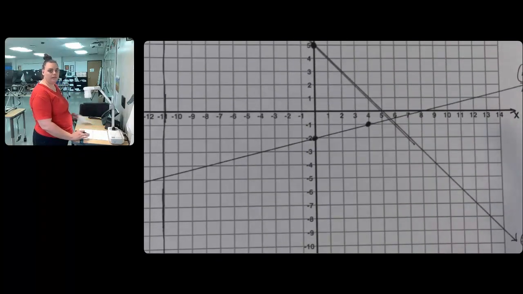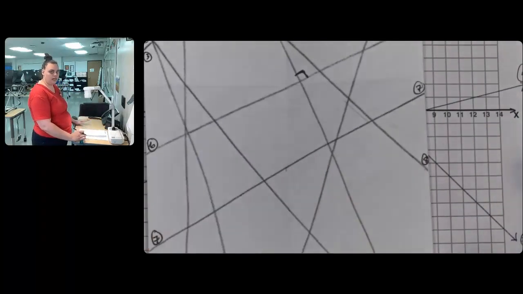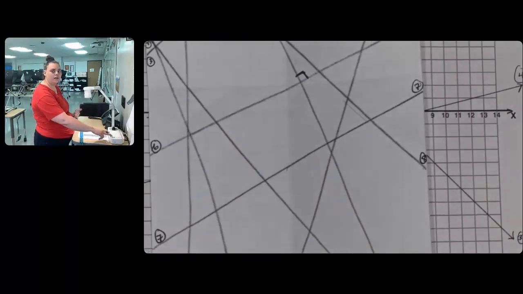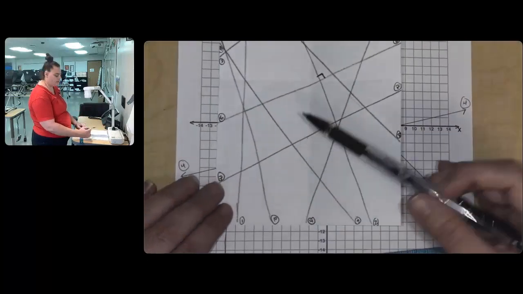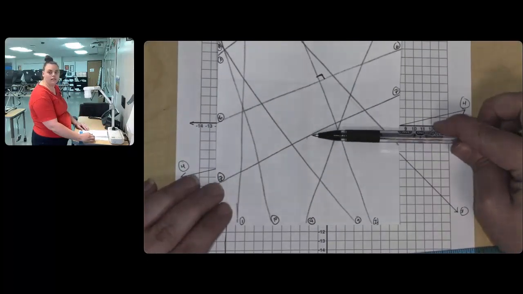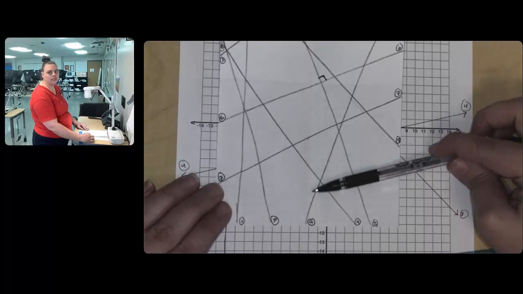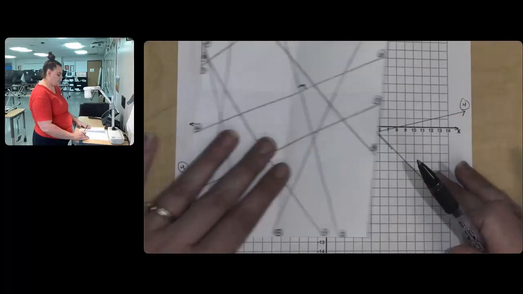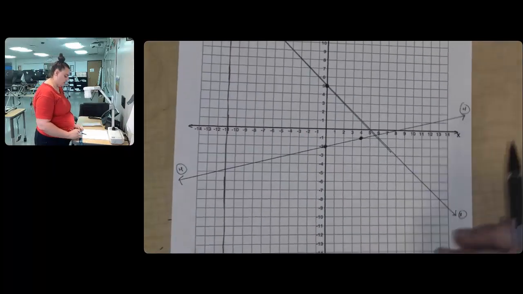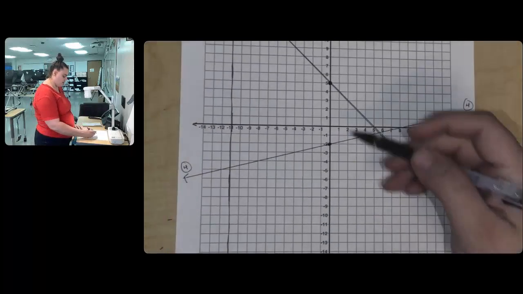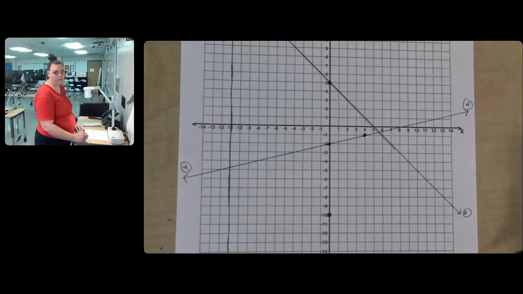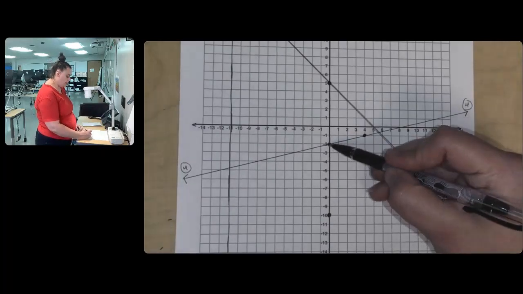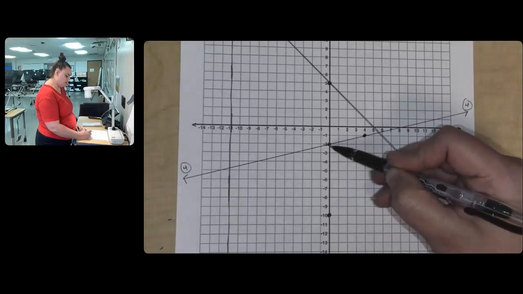Now on my paper, these lines are pretty far apart. It even looks like the second line that's parallel is like halfway between the x-axis and the bottom. And so I am going to then put in along the y-axis that I want it to be down below right there.